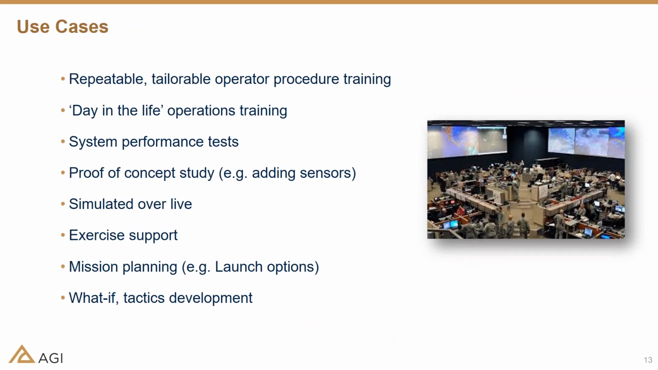For example, I could load observations in batches to test the orbit determination process, comparing OD-generated ephemeris predictions against the simulated truth ephemeris that SEG is providing. Proof of concept studies, for example, adding sensors. If I add more sensors, what does that do to my ephemeris estimates? I can do simulated over live, where I'm adding simulated events to a historical catalog, or even adding new tracking data for an old event over historical observations. And we have exercise support, mission planning, and what-if tactics development. For example, when can I perform a maneuver that won't be detected by an optical sensor network?